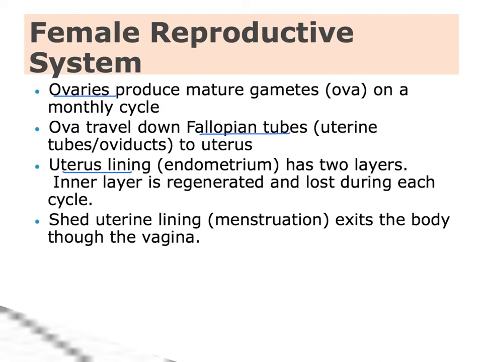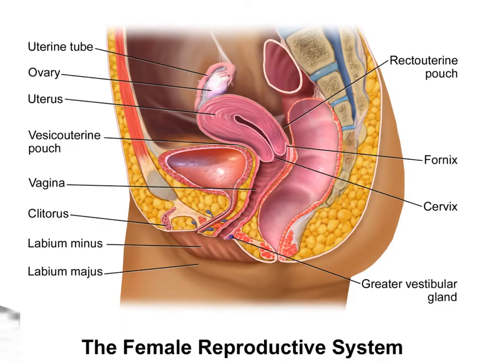And then the shed uterine lining, which is basically a bloody tissue, is exiting the body through the vagina, and this is the menstruation or menses. So here are some diagrams showing, again, a mid-sagittal section. And so the female reproductive system here is sandwiched in between the bladder and the rectum.